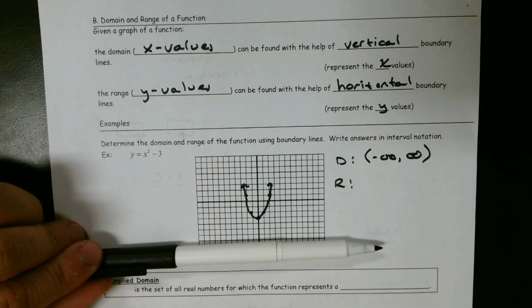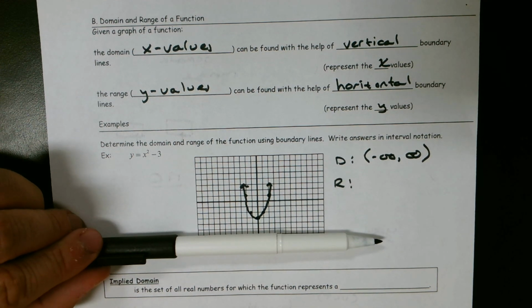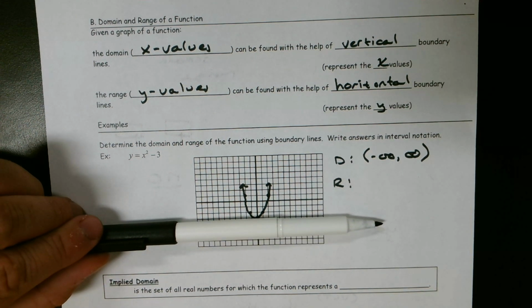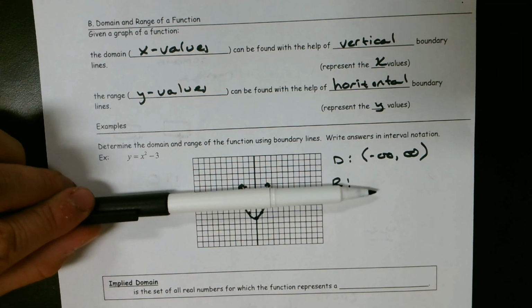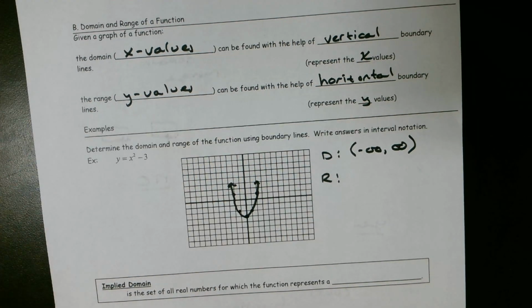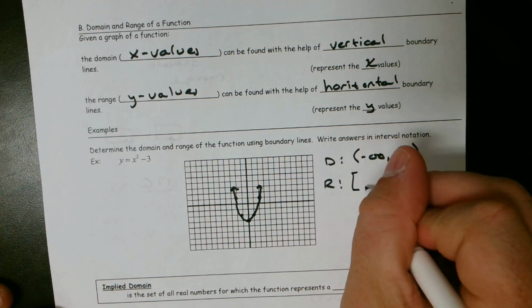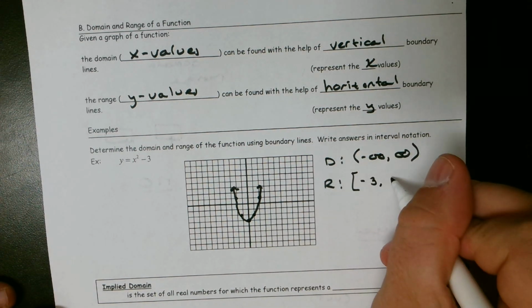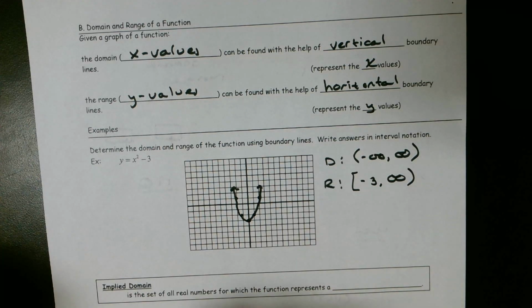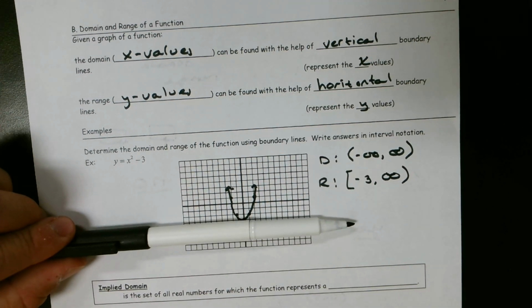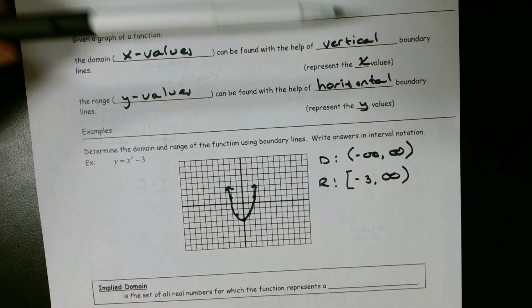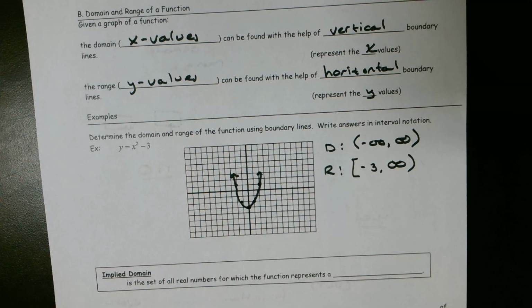Well, horizontal lines aren't going to hit the graph down here. They're only going to start hitting the graph right here at -3 and going up from there, because the graph goes forever vertically from there. So we want to include negative 3, so we use a bracket, and all the way up to infinity. And I'll do that again so you can see it. From negative 3 all the way up to infinity is going to be our range.